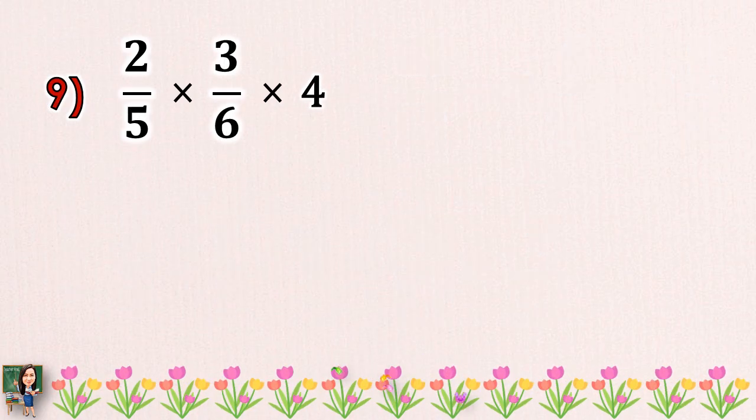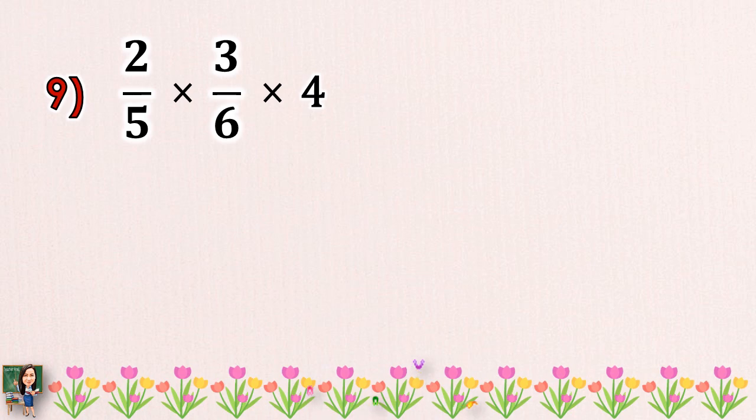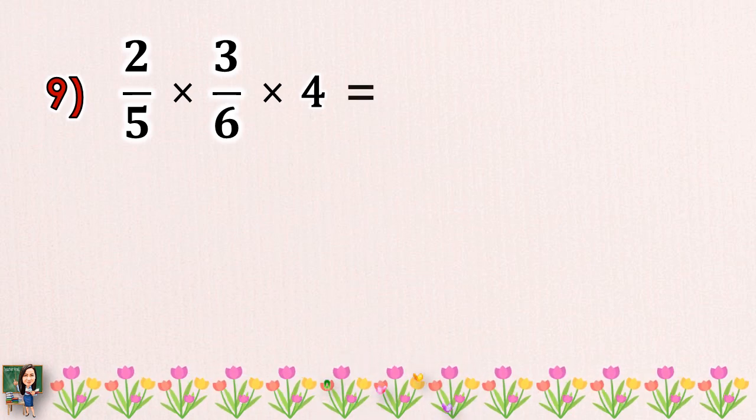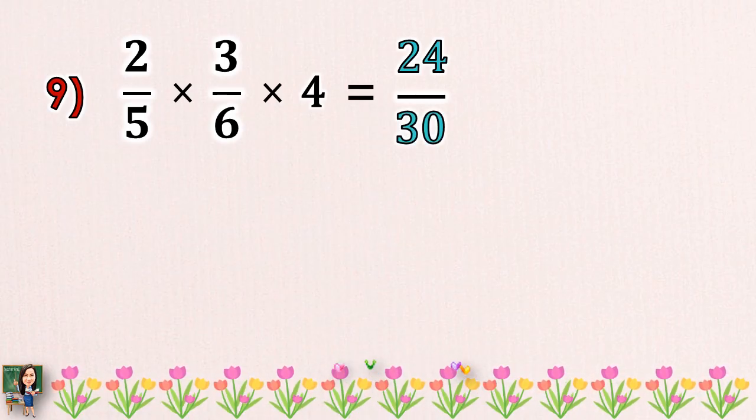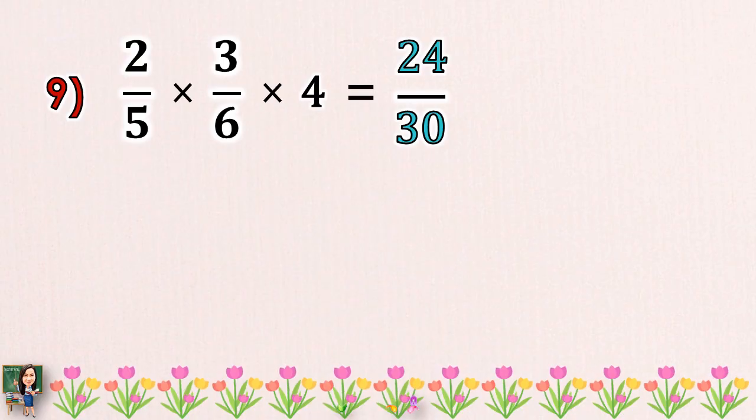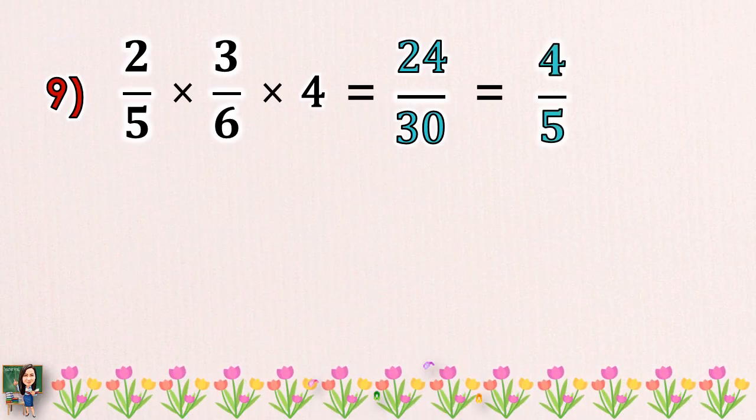Number 9. 2/5 times 3/6 times 4 equals 2 times 3 times 4 equals 24. 5 times 6 equals 30. Simplify. Get the lowest term. The lowest term is 4/5.